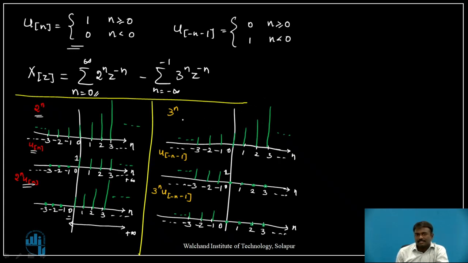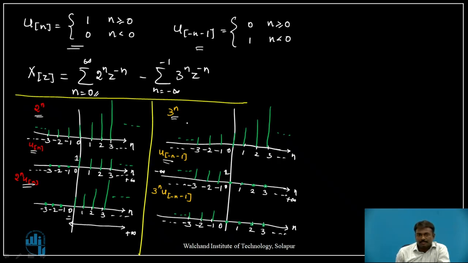on the right side, you can see that another set of graphical representations are given here. The first graph represents 3 to the power n, which is again a growing exponential signal. And the second graph represents the modified version of the unit step signal, u of minus n minus 1, which is defined as 0 for n greater than or equal to 0, and equal to 1 for n less than 0. According to that, in the graph, you can see that on the left side, from n equal to minus infinity to minus 1, the values of u of minus n minus 1 are equal to 1, whereas for n equal to 0 to plus infinity, the values of u of minus n minus 1 are equal to 0.